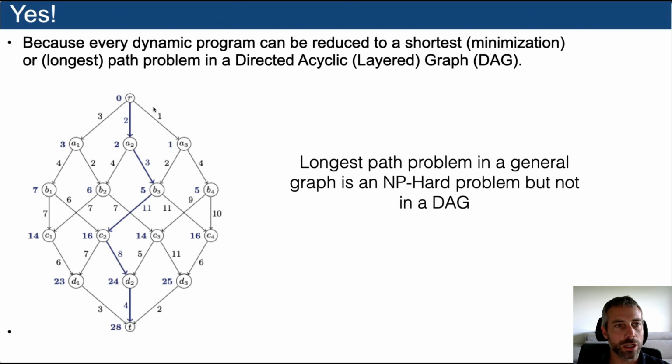And the goal is to find the longest path that will join the root node to the sink node T. And the goal is to do this in polynomial time, and you can convince yourself that on this specific instance, the longest path is depicted here with the blue edges. The longest path here has a total weight of 28. This problem in general is a hard problem, NP-hard, but because this graph has no cycle, the problem is as easy as the shortest path problem. So let's see how to retrieve the longest path in a DAG.